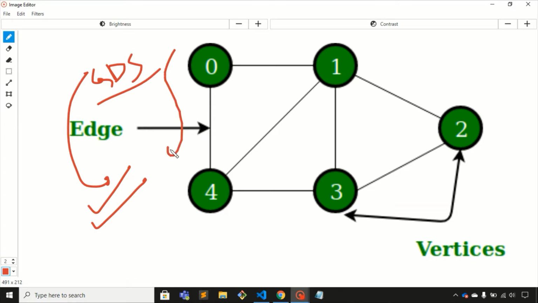So here you can see this is a graph, and graph is nothing but a combination of vertices and edges. Okay, so here in this graph we have 5 vertices, that is 0, 1, 2, 3 and 4, and we have 7 edges. So these are the edges of graph, right?